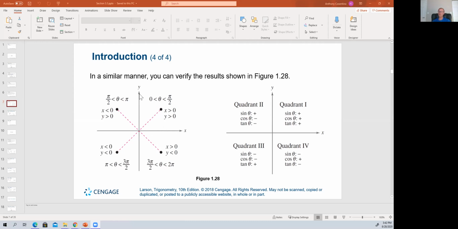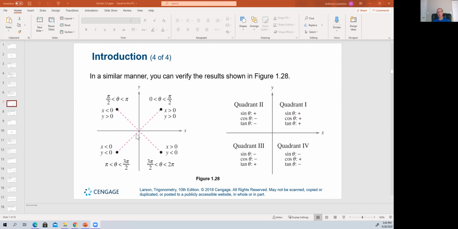positive numbers. When we go to quadrant 2, we're between 90 and the negative x-axis, which is 180, or pi over 2 to pi in radians. Here the x value is negative because we're on the left side of the y-axis, so cosine is negative. And remember, tangent is y over x, so if one of those is negative, tangent is also negative. But y is still positive, so sine will be positive.